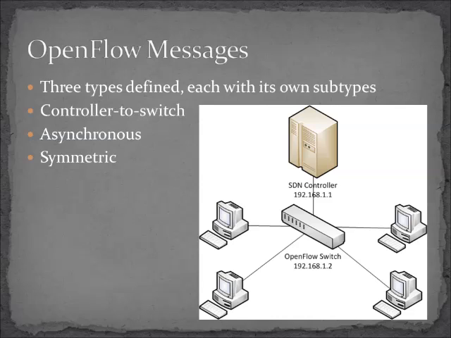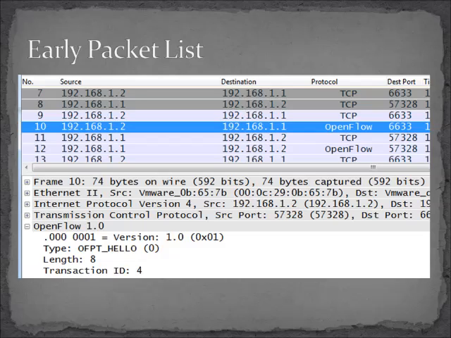Remember that since we're talking about messages, we have 3 different types of message. We have the controller to switch, we have asynchronous and symmetric. The controller to switch and symmetric types have already been covered. So we are talking about some of the purposes for asynchronous messages. Here is our initial connection. Remember that it just spins up a standard TCP connection. The controller is listening on port 6633, and then we have the standard SYN, SYN-ACK, ACK TCP connection. And then off we go into the hello messages.